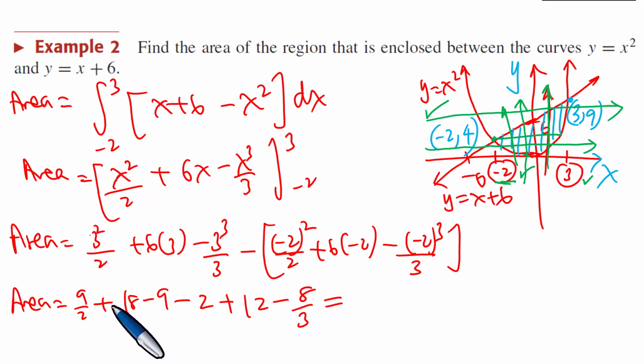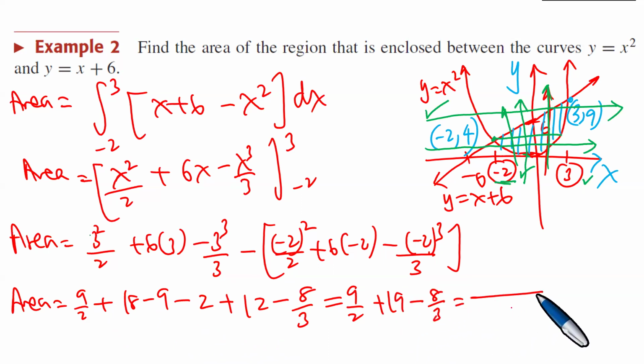Right, so now let us check this out. What you're getting is 9 over 2. 18 minus 9 is 9. 9 minus 2 is 7. Plus 12, it's 19. Minus 8 over 3. So 9 over 2 is 27 over 6, plus 19, minus 8 over 3 is 16 over 6. Right, so you have exactly that one.